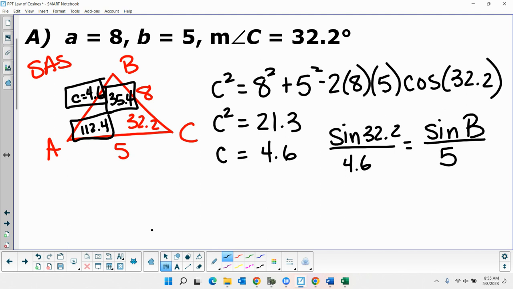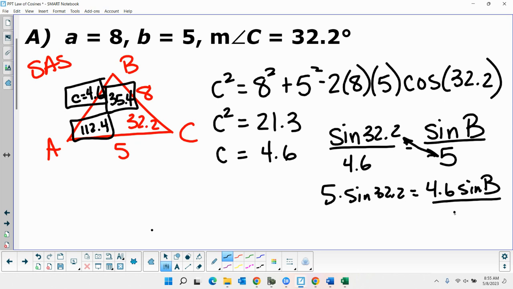Questions so far? Elena? When you were cross multiplying, where did you get the equation for that? So you put 5 sine 32.2 and then divide it by. Right, I cross multiplied those, right? And then cross multiplied this. So I have to divide by 4.6 to get sine of B. Anything else?